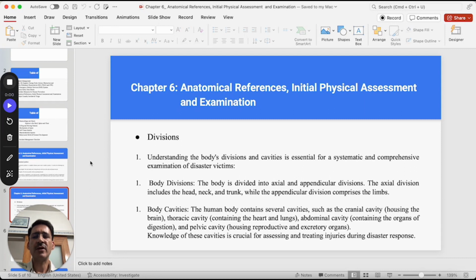Body cavities. The human body contains several cavities, such as the cranial cavity, housing the brain; thoracic cavity, containing the heart and lungs; abdominal cavity, containing the organs of digestion; and pelvic cavity, housing reproductive and excretory organs. Knowledge of these cavities is crucial for assessing and treating injuries during disaster response.